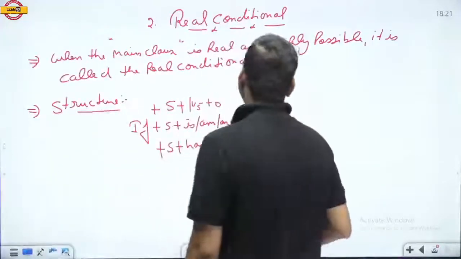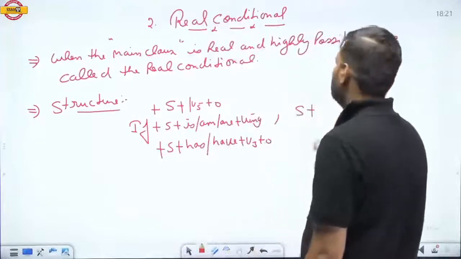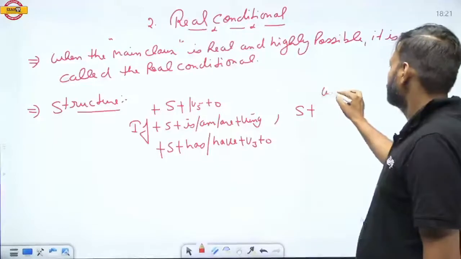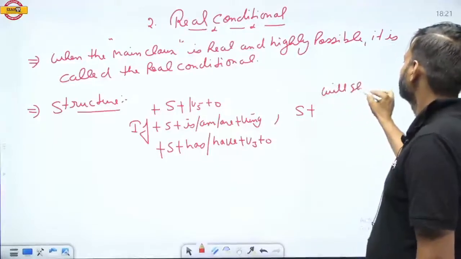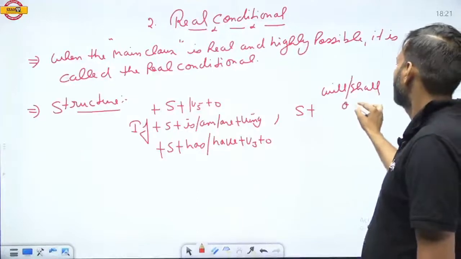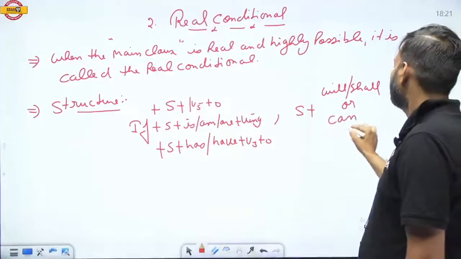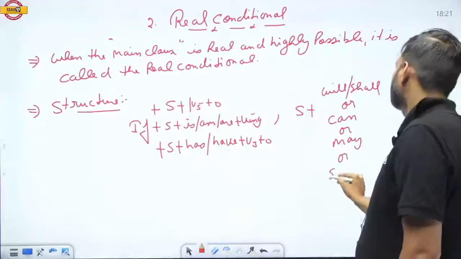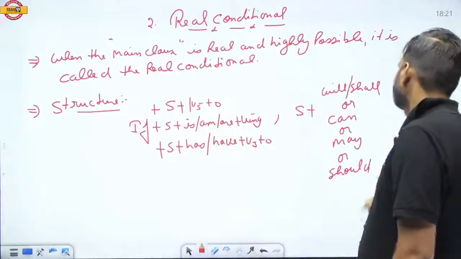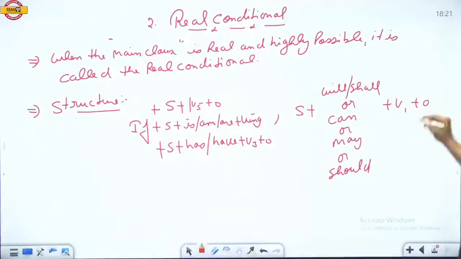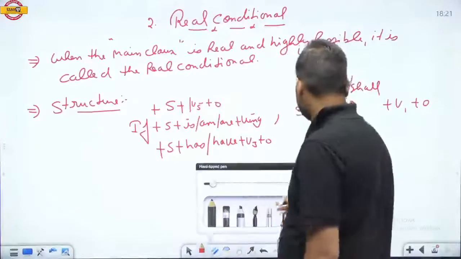And the main clause is also a bit complex one. In the main clause, you can use will, shall, or can, or may, or should, any of these words with the first form of verb and object.